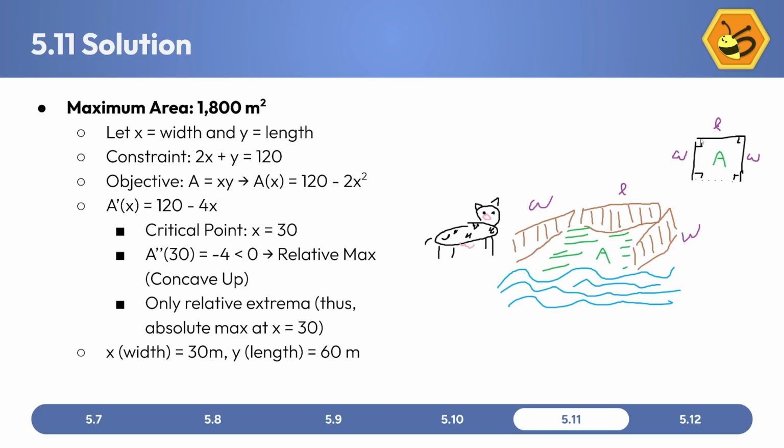Anyways, so the important thing to notice here is that we only have one length, because on one side we don't have to put up any fences because that's near the river. So our constraint was how much fence we actually had.